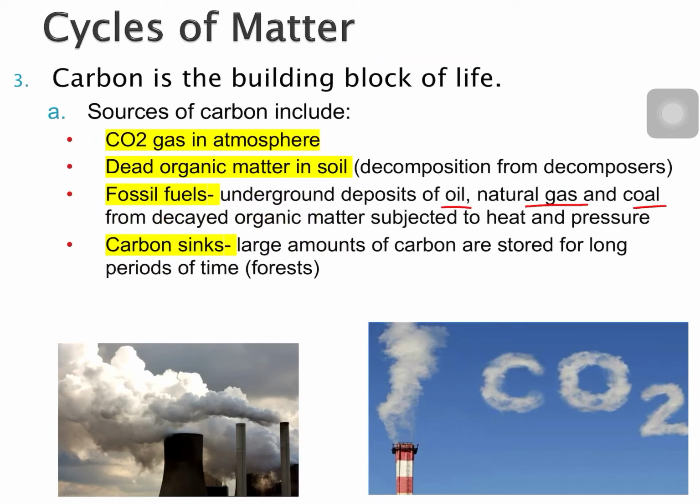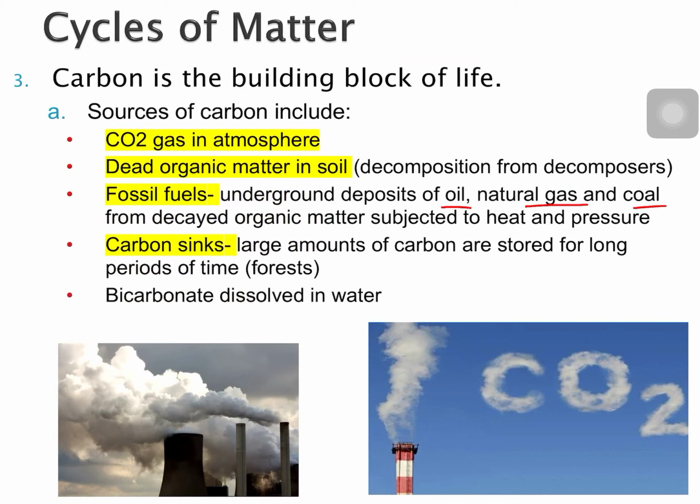Carbon sinks are just going to be large amounts of carbon that are stored for long periods of time. And so our biggest sinks on Earth are going to be our forests, because they have a ton of trees that are taking in that carbon. And I mean, the bark, the leaves, everything is going to be made up of that carbon. Okay, so it's like a big sink of carbon.